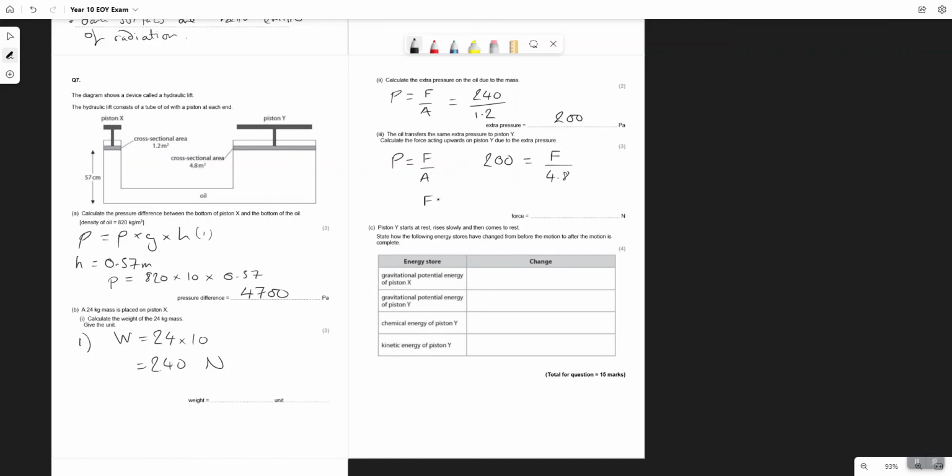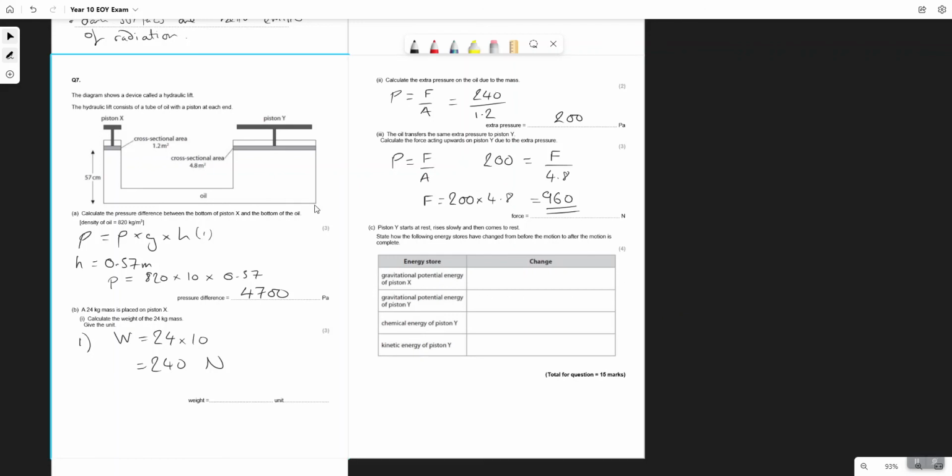So therefore force is equal to 200 times 4.8, and therefore we've got 960 newtons. Yeah, this is how hydraulic pistons work. A small force over a small piston can be transferred to make a large force over a larger piston. Okay, so there were no marks given for formulae, so it's a bit mean if you forgot one of these formulae, particularly if you messed up pressure is force over area.